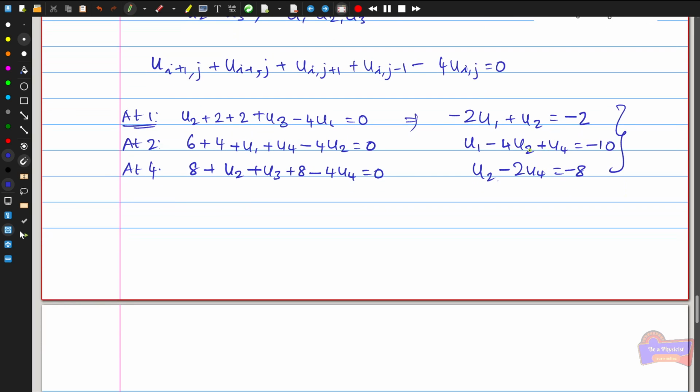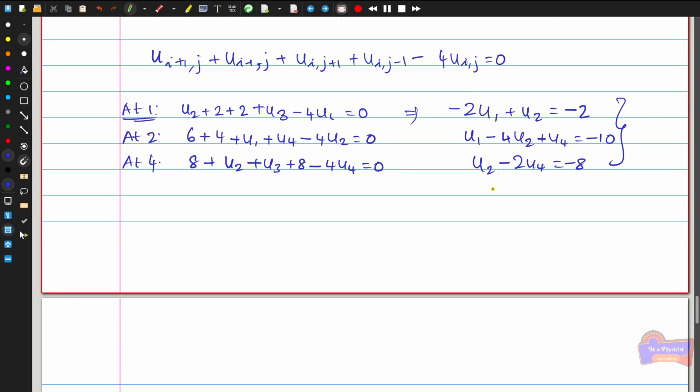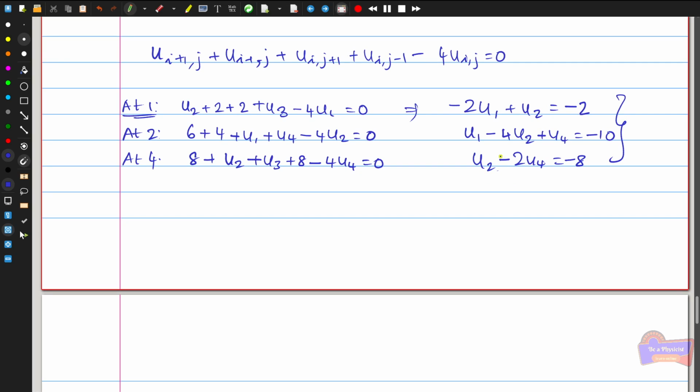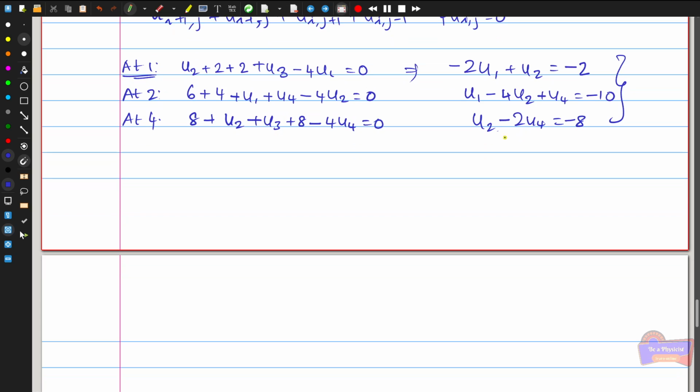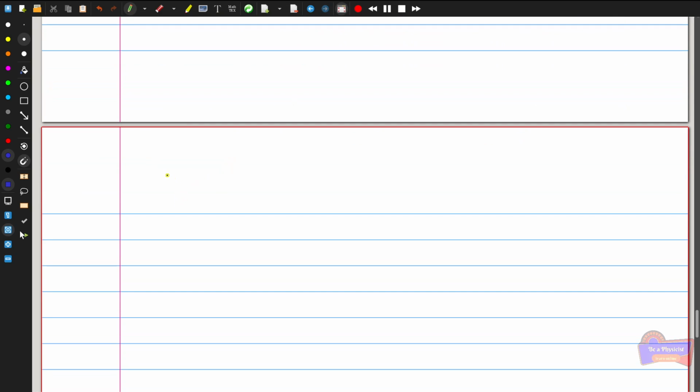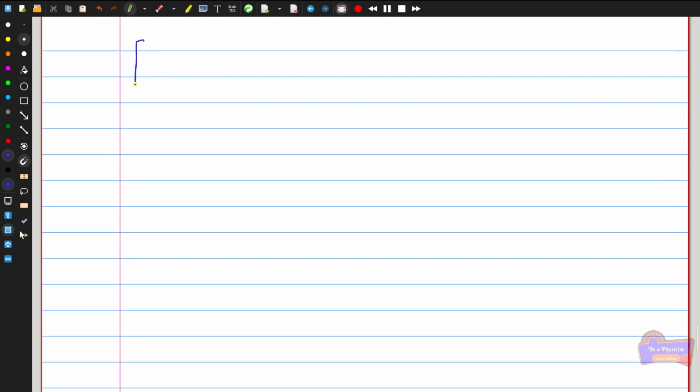Either you can solve it directly, just doing the algebraic method, or you can use the Gauss elimination method. So in order to use this Gauss elimination method, I can just collect the coefficients of u1, u2, u3 and u4, and write it in matrix form, which can be written as minus 2, 1, 0, and this is 1, minus 4, 1, 0, 1, minus 2, and the values of the right hand side are minus 2, minus 10 and minus 8.